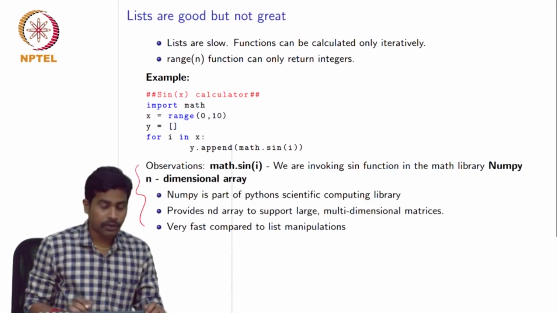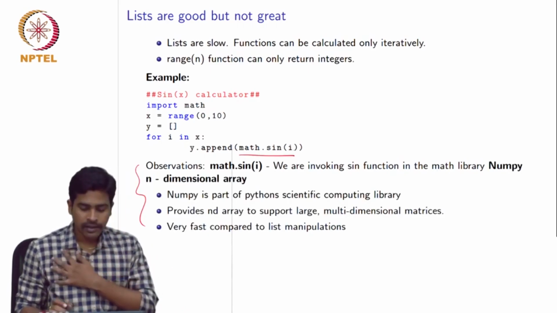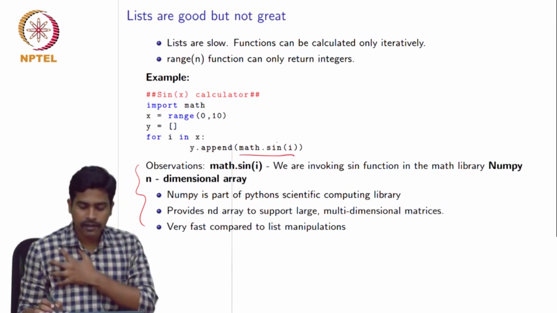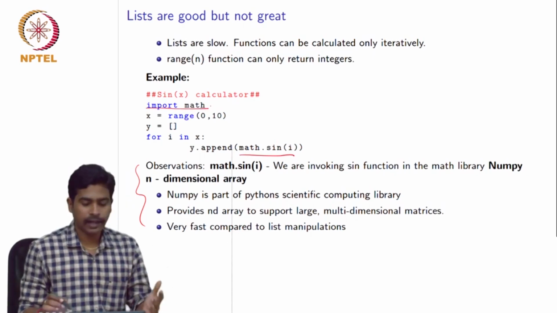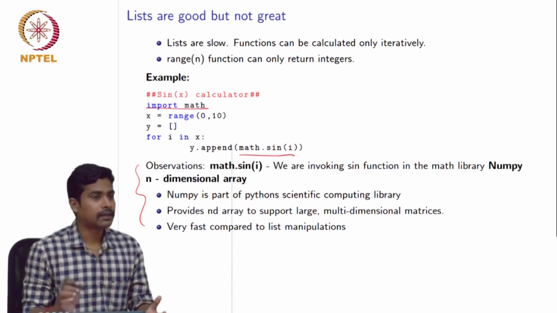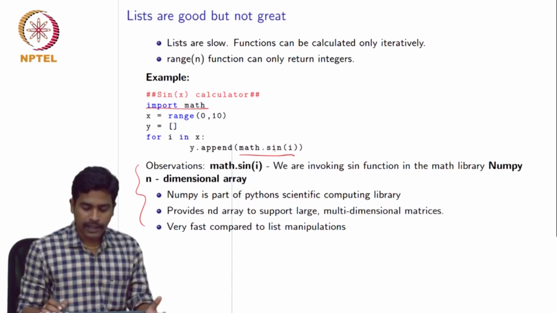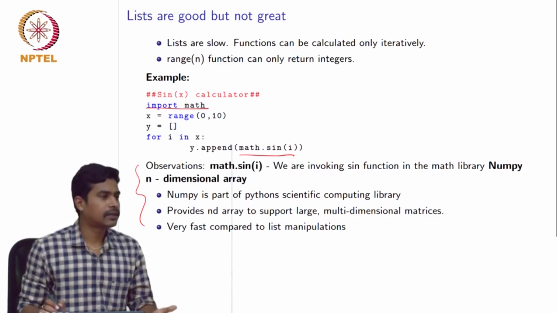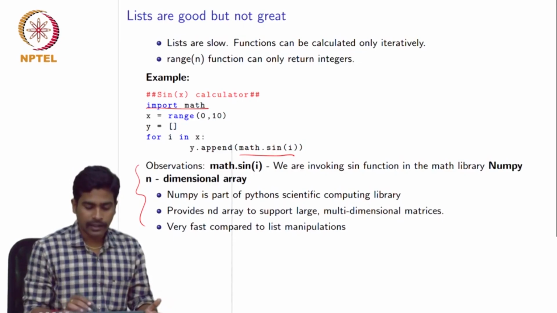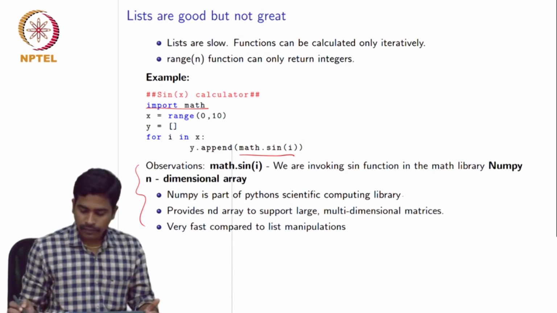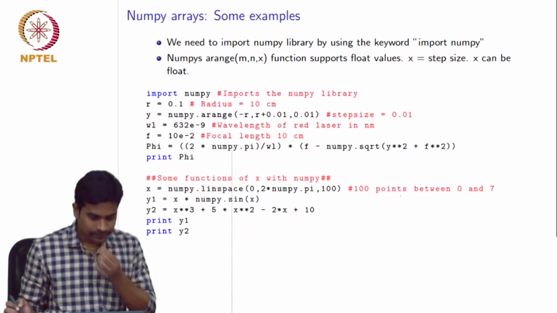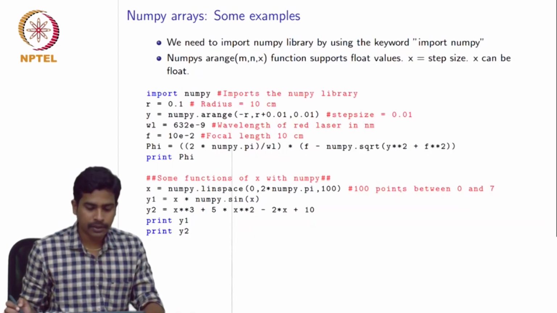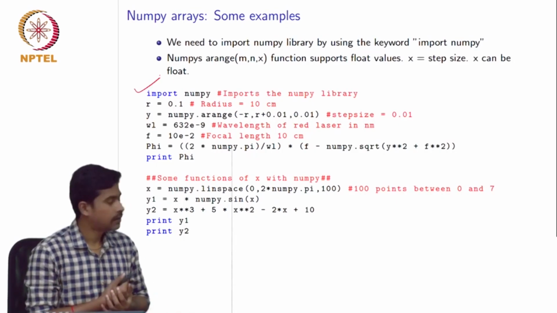These are the observations I want you to make at this point. To calculate the sin value, we have to import math from the library, and math.sin will calculate the value of the sinusoid function for all these x values. Now let's see how we do the same thing using a numpy array.